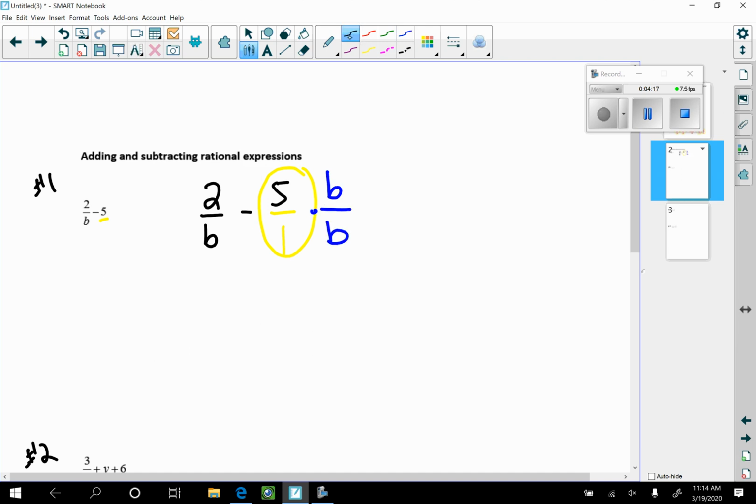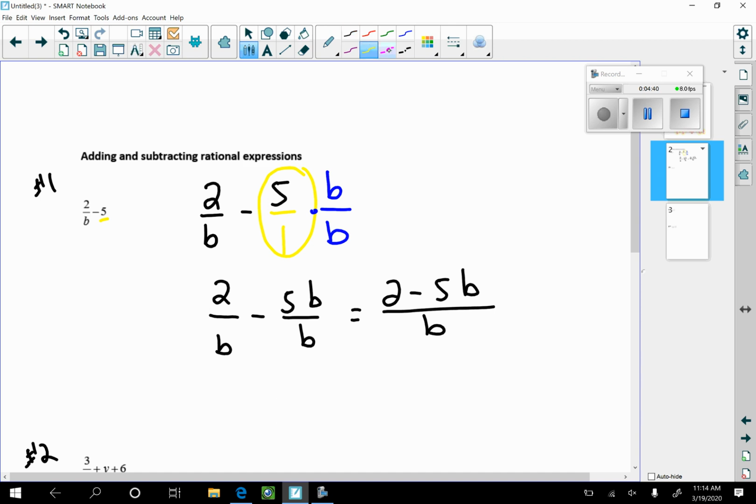Now what do I have? So now I have 2 over b minus 5 times b is 5b, 1 times b is b. And now I have like denominators. So all I'm going to do is subtract the numerators: 2 minus 5b over b. You don't cross these b's out.